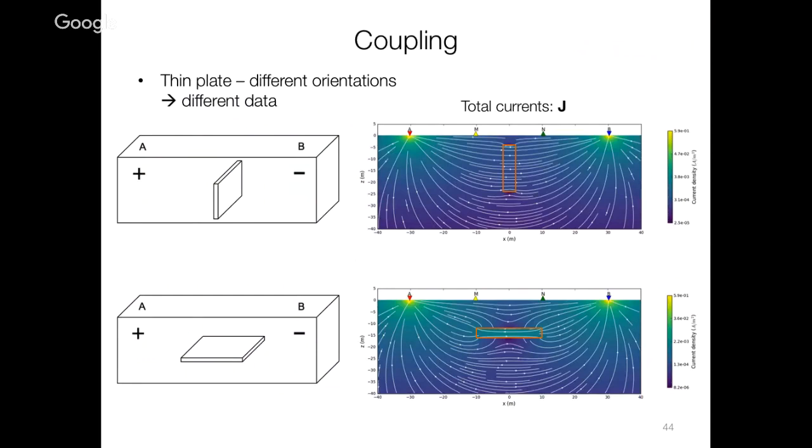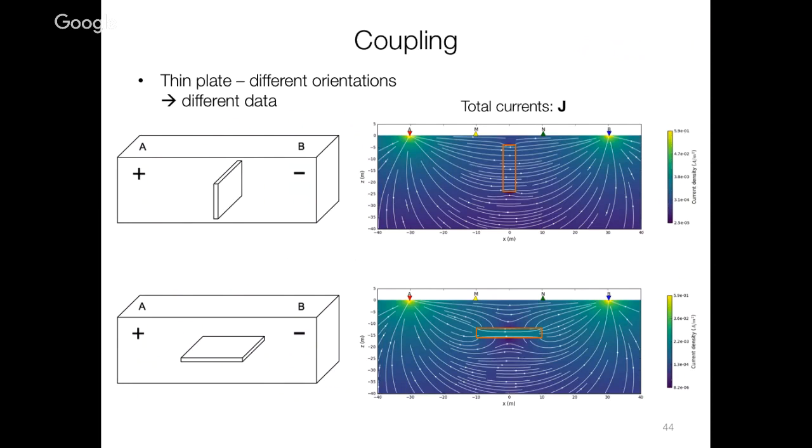We take a thin plate. Here's our A, here's our B. Take a thin plate, and we can move it this way, or we can move it this way, or we can lie it on the side. So there's a lot of different orientations that one could use.